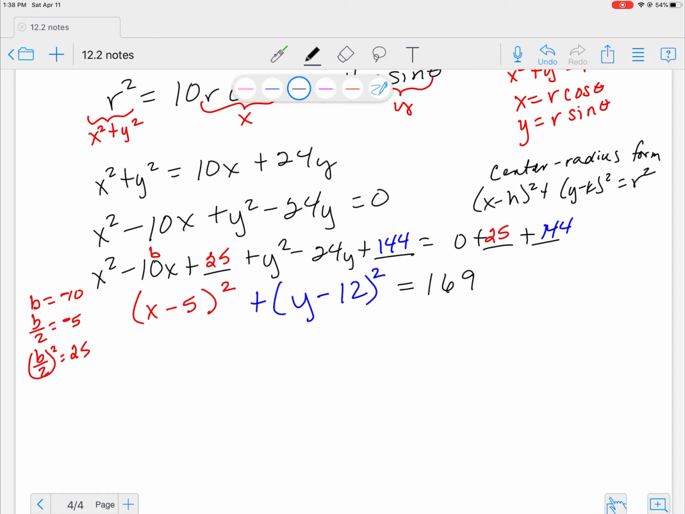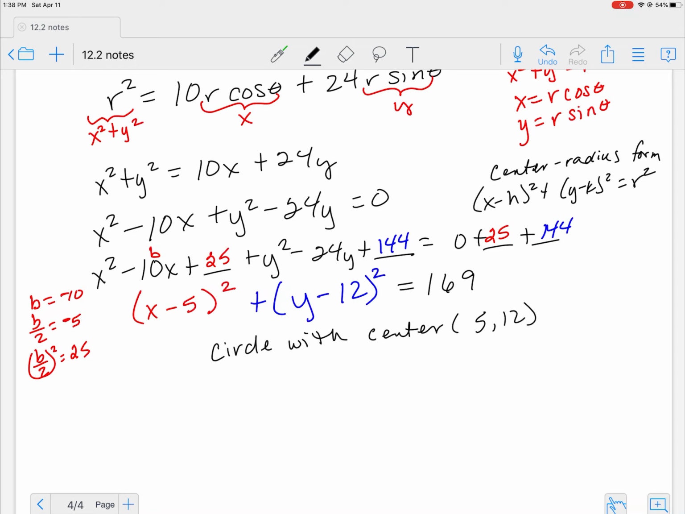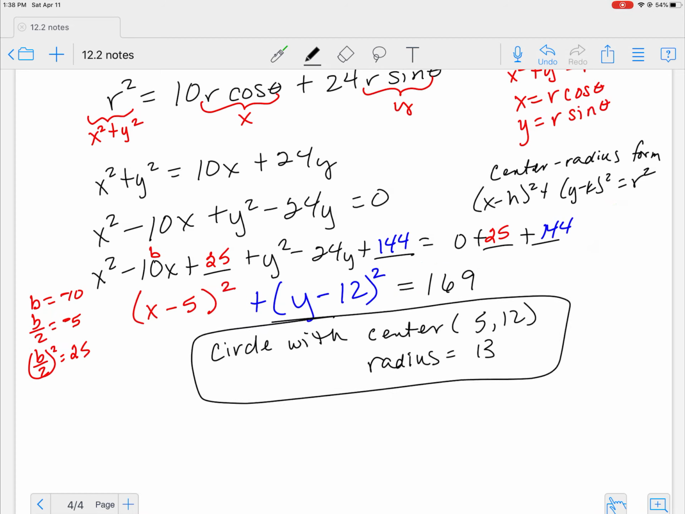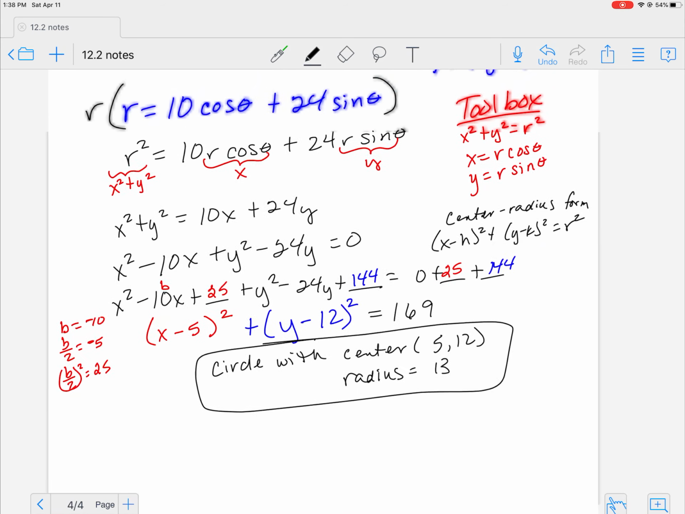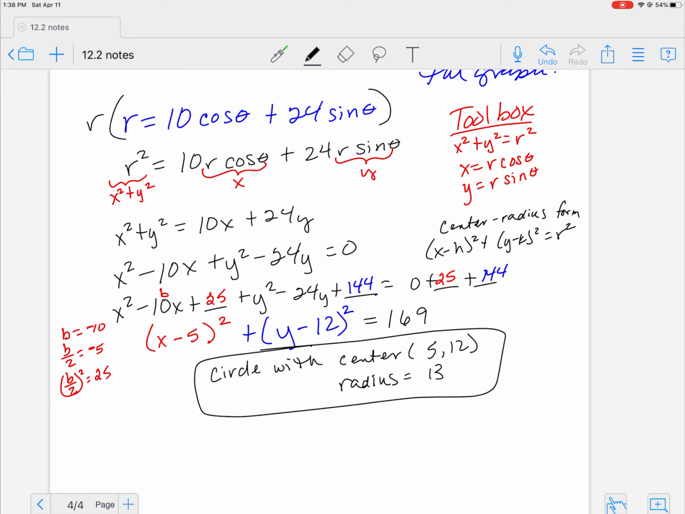So if I'm looking at this, I now have center-radius form. If I'm describing this, I have a circle with a center of (5, 12). Notice my formula has a minus here, so I just go with the 5 and the 12. And I have a radius of 13 because the square root of 169, with that being squared, is 13. Okay? All right. So if you have that sine, cosine, you're setting this up, go with what's in your toolbox and work with that. You've got it.